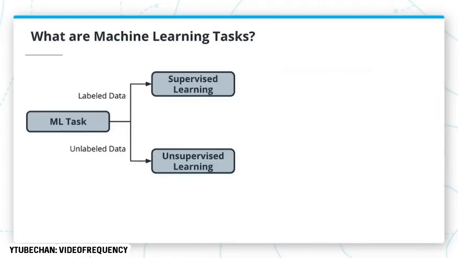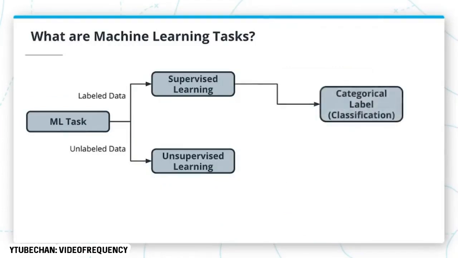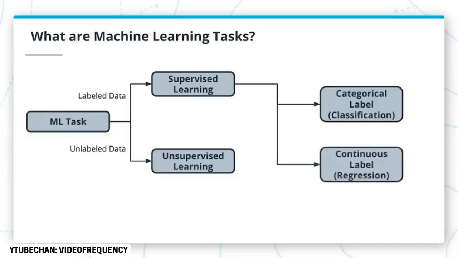Just as we initially divided a task based on whether we had labeled data or not, we can continue to further define the machine learning task based on the type of label. Imagine that we trained a machine learning model to predict the type of a flower based on images. In this example, our label is categorical. We are performing a classification task.